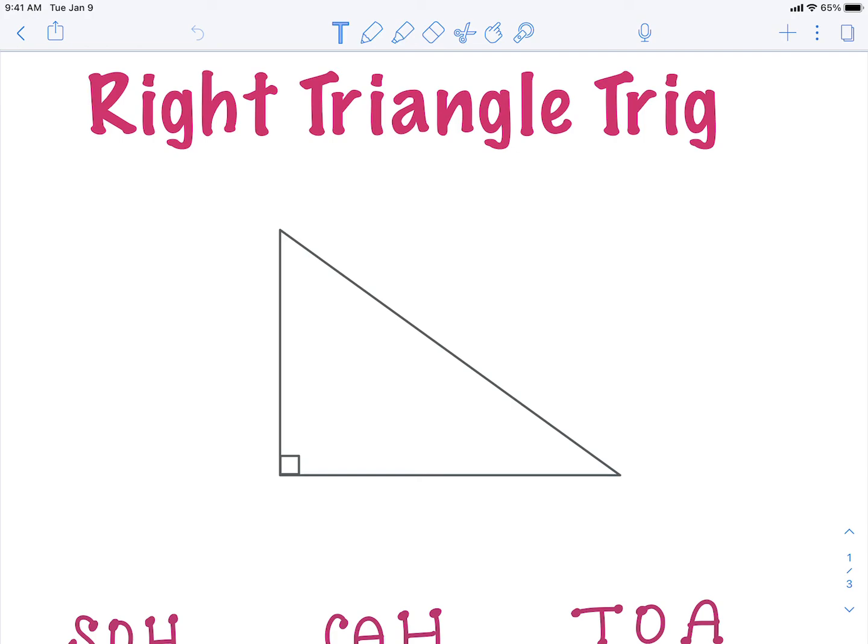Cool? So we already said we remembered from the do now that when we were talking about a triangle, the long leg across from the right angle was the hypotenuse, right?